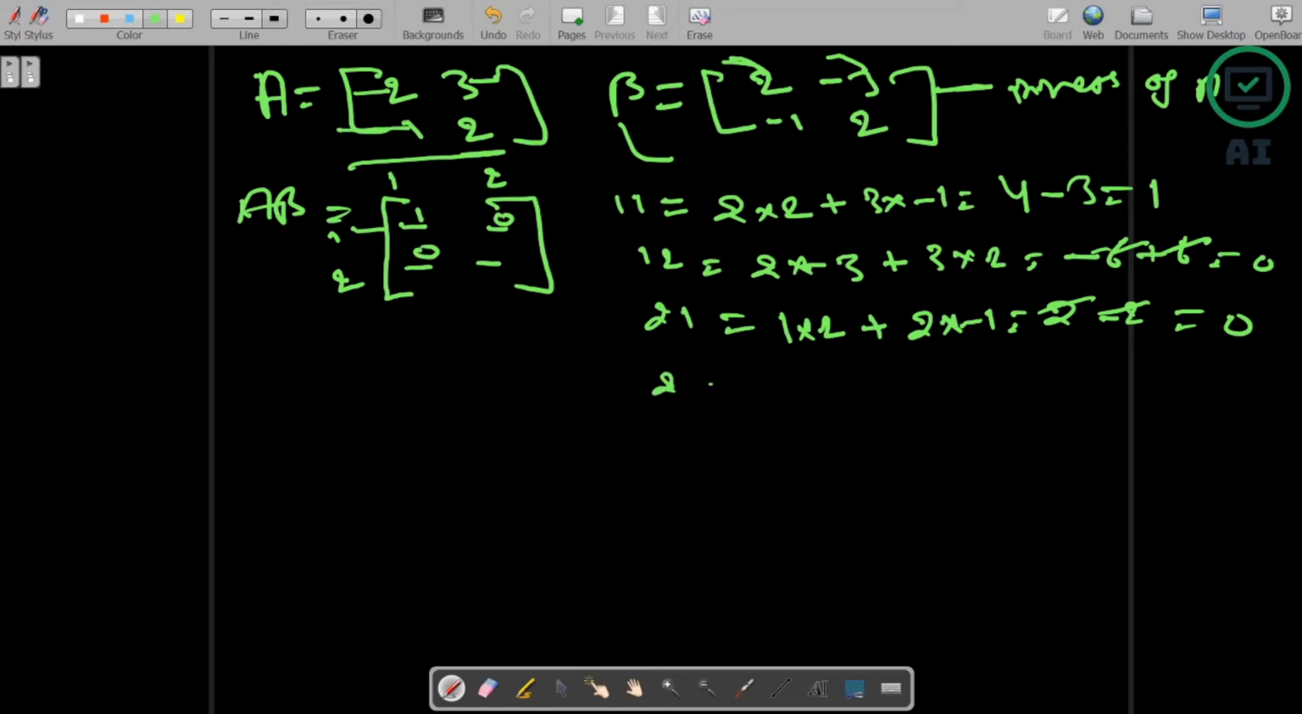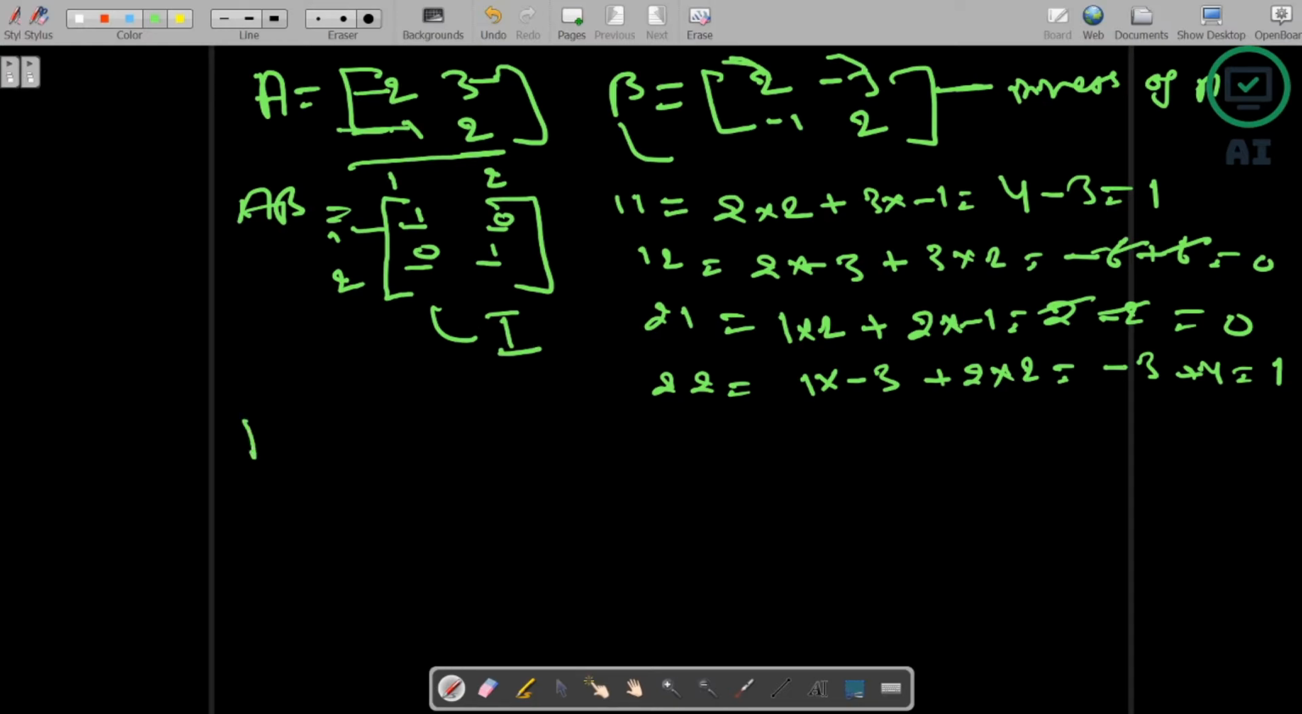What is the value of 2 2? Take the second row of matrix A and multiply with the second column of matrix B. So which is 1 cross minus 3 plus 2 cross 2, which is minus 3 plus 4, which is 1. So here 1. So this is the identity matrix, we got it.